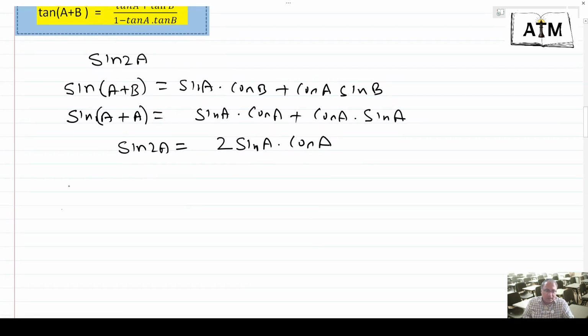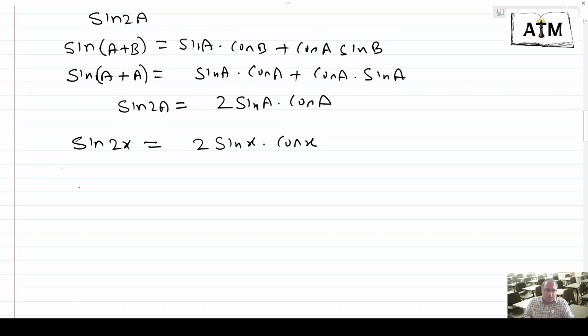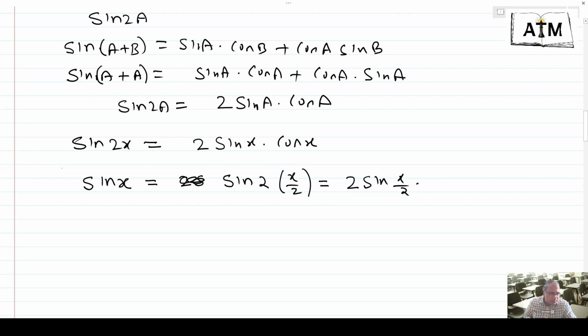Example: sin 2x. Then what you do? 2 sin x dot cos x. Suppose it is not 2x, it is only x. Then also we can utilize the formula. Suppose sin x is there. So what you do? You create the 2 over there. So sin 2 into x by 2. Multiply, divide by 2. So now this part becomes A. So 2 sin x by 2 cos x by 2 equals 2 sin x by 2 dot cos x by 2.